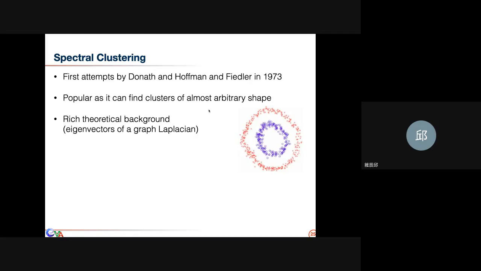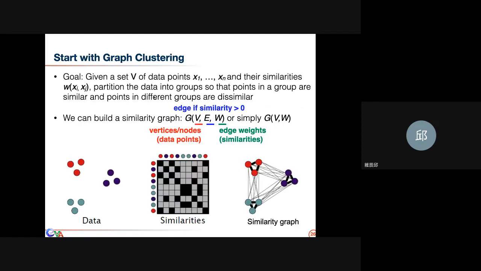So that is quite important, and that is why a lot of people like to use such a clustering algorithm, and it has a very beautiful theoretical background behind it. A lot of people like it because it has very strong support from theory. Let's first start from graph clustering. That is the basis for spectral clustering, right?